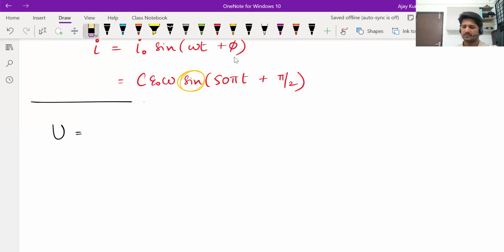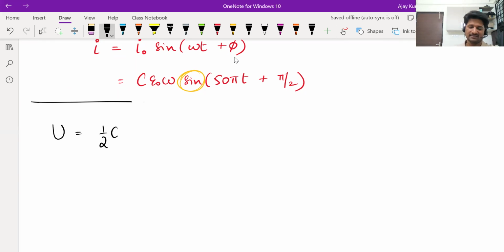Energy stored in a capacitor. Sir, CV by 2. What is CV for a capacitor? Q, the charge. Then CV by 2 will be Q square by 2C. Isha, what did you say? CV square by 2, half CV square. Okay, you may use that.